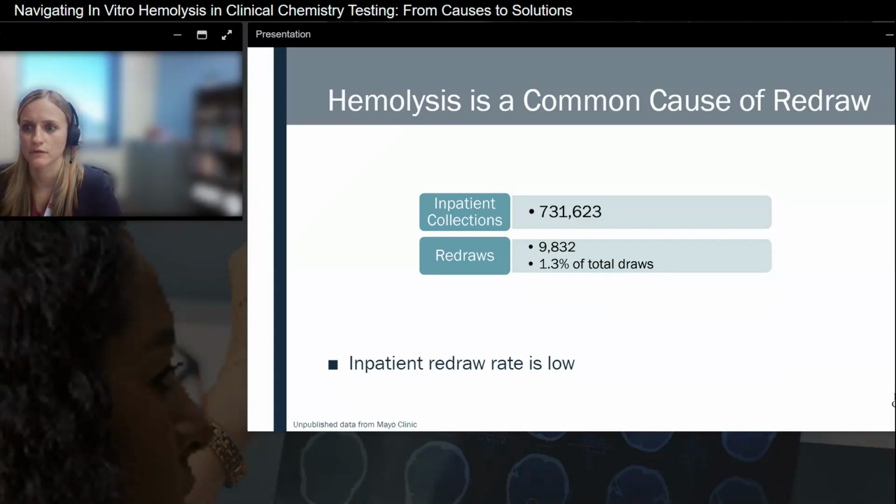Of those 730,000 draws, 9,800 were redraws, meaning that a specimen was sent to the lab, was unsuitable for testing, was rejected, and a redraw was requested and performed. This data tells us that the overall redraw rate is quite low. It's just 1.3% of the total draws.